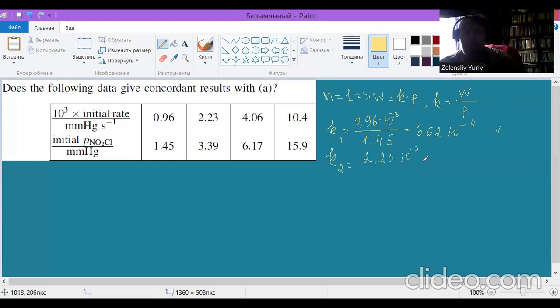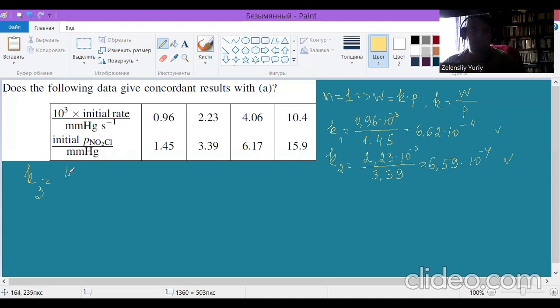2.23 times 10 to minus 3 divided by 3.39. Let's take a look. It's equal to another very close magnitude, which is equal to 6.59 times 10 to minus 4. Very close indeed. K3 for this column.